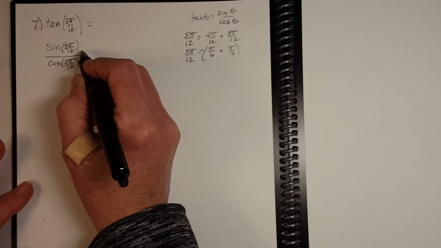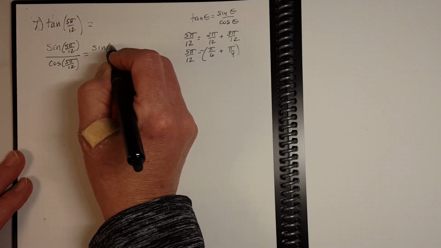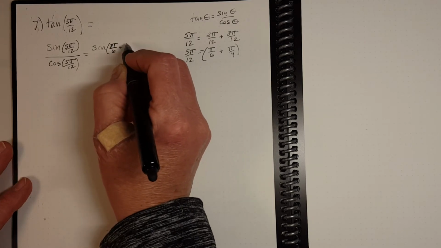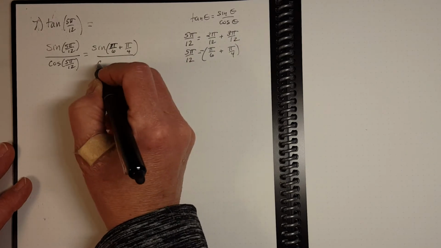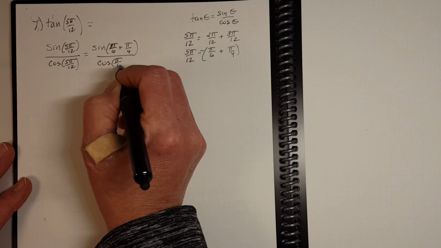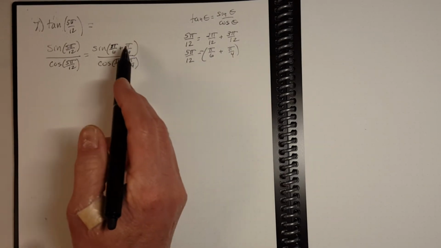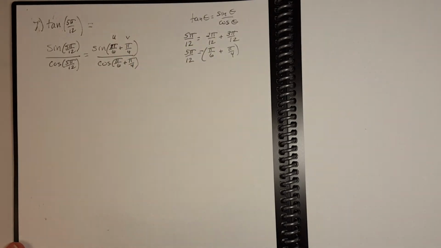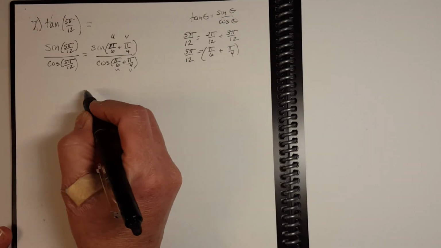Okay, now sine of 5 pi over 12 is the sine of 2 pi over 12, which is pi over 6, plus 3 pi over 12, which is pi over 4. And the cosine of 5 pi over 12 is cosine of pi over 6 plus pi over 4. And now I have a sine of u plus v, so u would be pi over 6 and v would be pi over 4. And I have a cosine of u plus v. So we're going to rewrite those with their formulas.